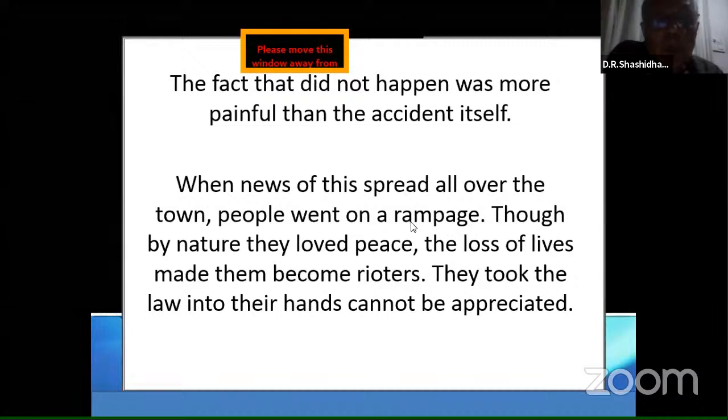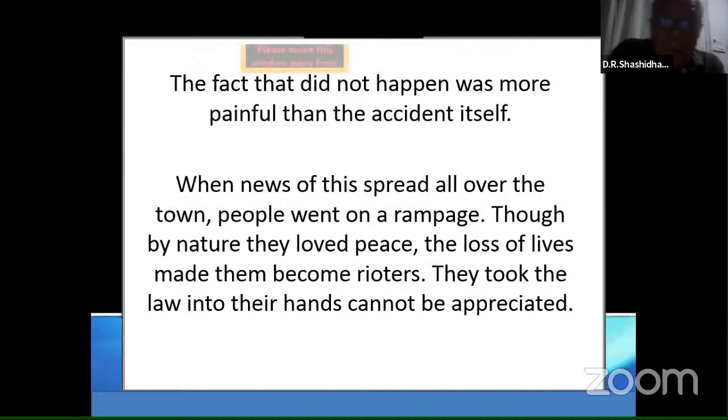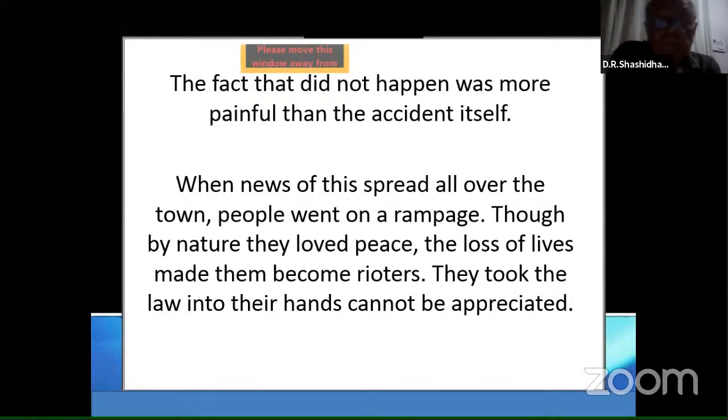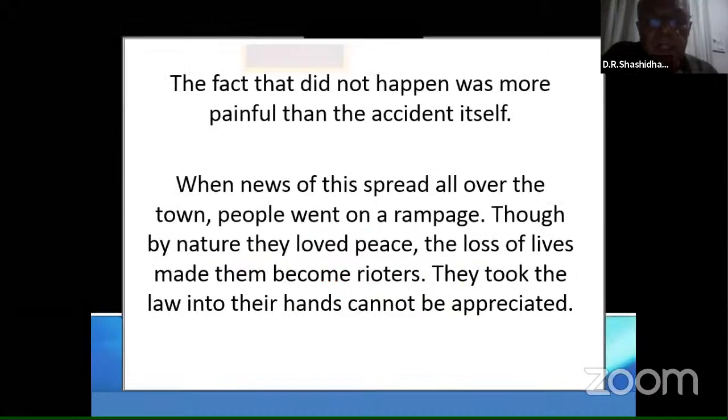"When the news of this spread all over the town" is a subordinate clause. "People went on a rampage" is the main clause. This is a complex sentence. I'll be very happy to hear from you how you would analyze this. Can I have some responses? In the chat box, give the responses. Can you please go to the next slide? Previous one. Here itself, that's right. Complex, yes.